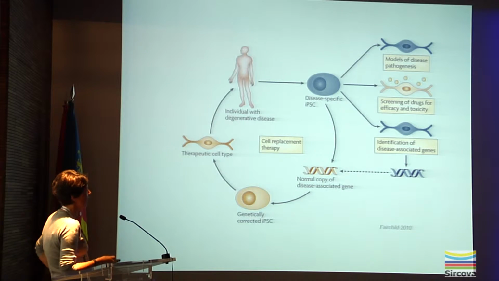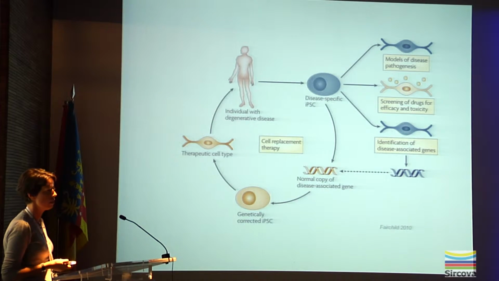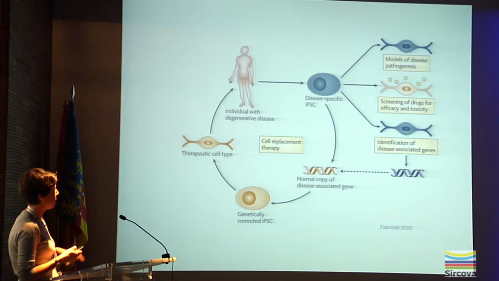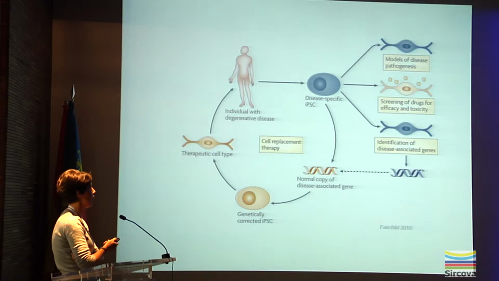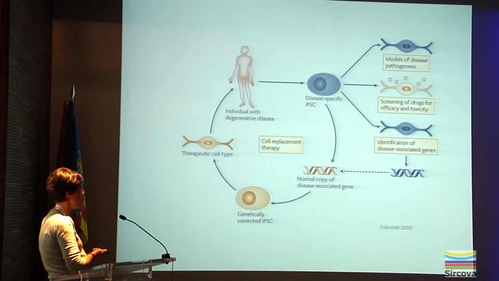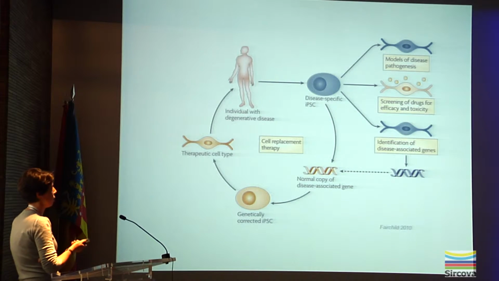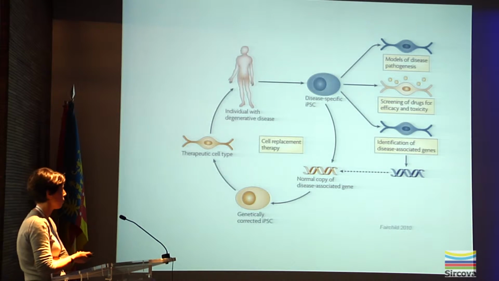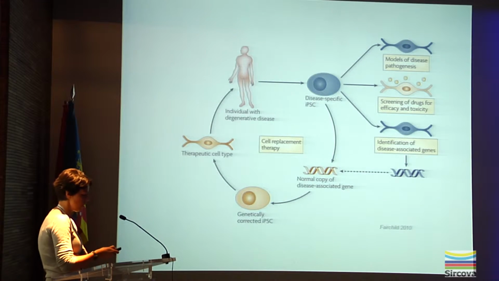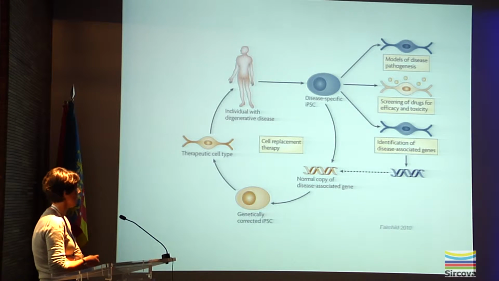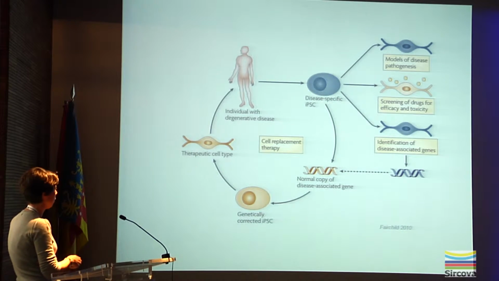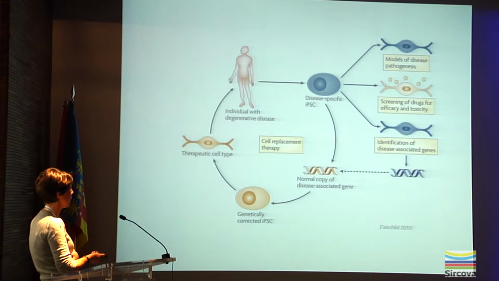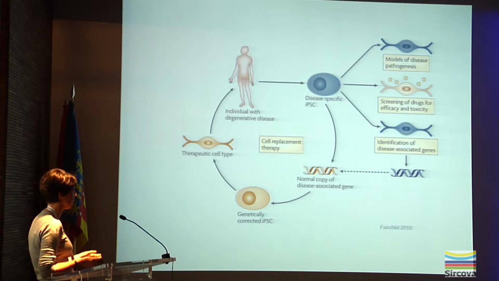In that way, we can create disease models in which we can study the disease pathogenesis, and the same platform can serve to screen for drugs for their efficacy and toxicity. We can screen small molecules and also gene therapy. Also, in the case of genetic diseases, we can identify the causative genes. If we introduce a healthy copy of the gene, we can put these cells back into the patient. So these cells can serve as a cell therapeutic source.